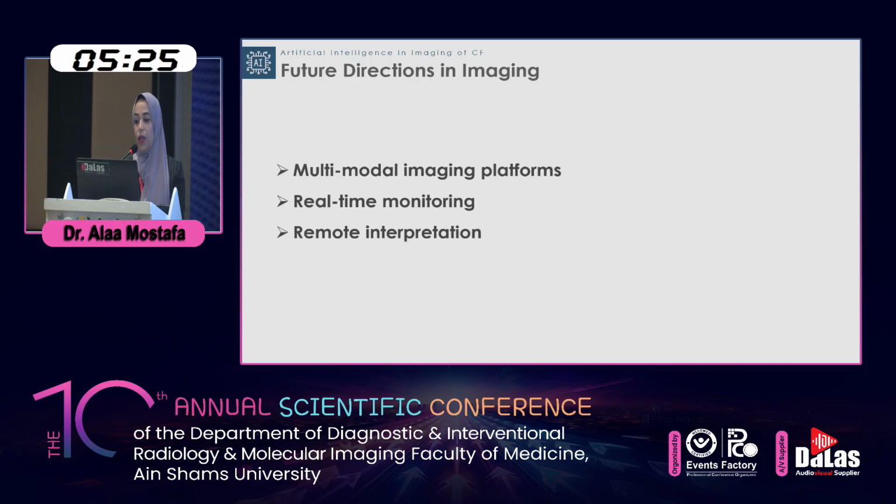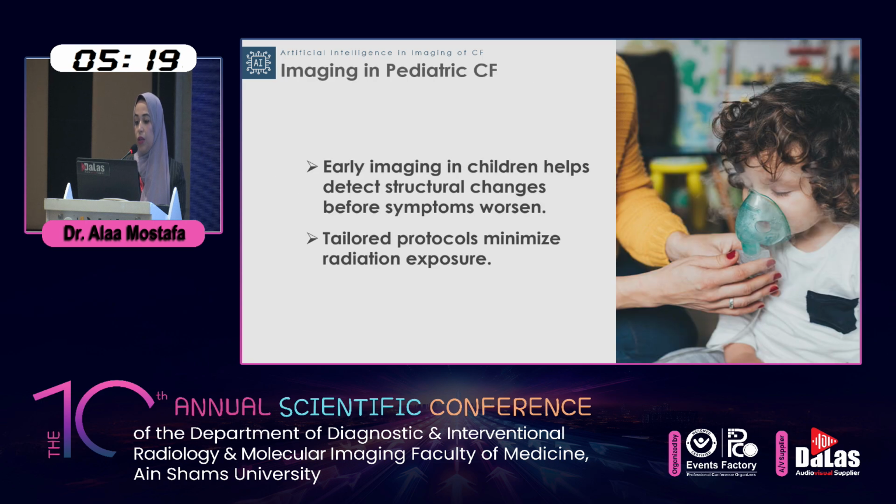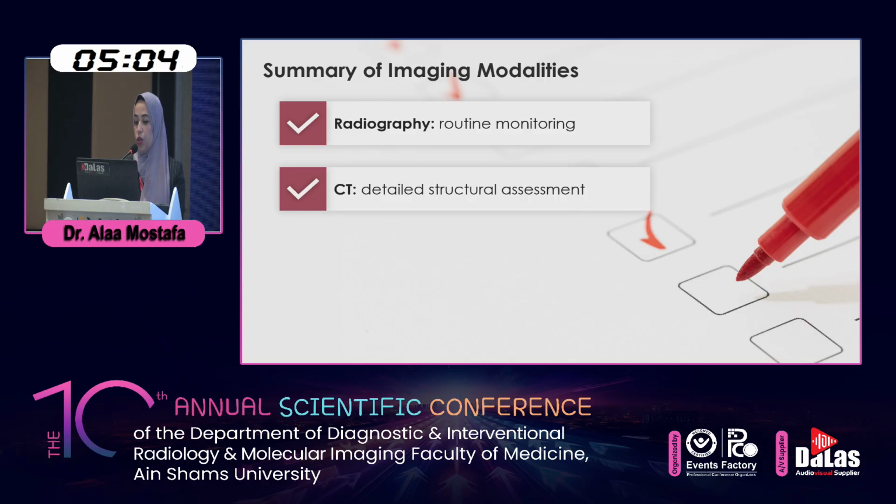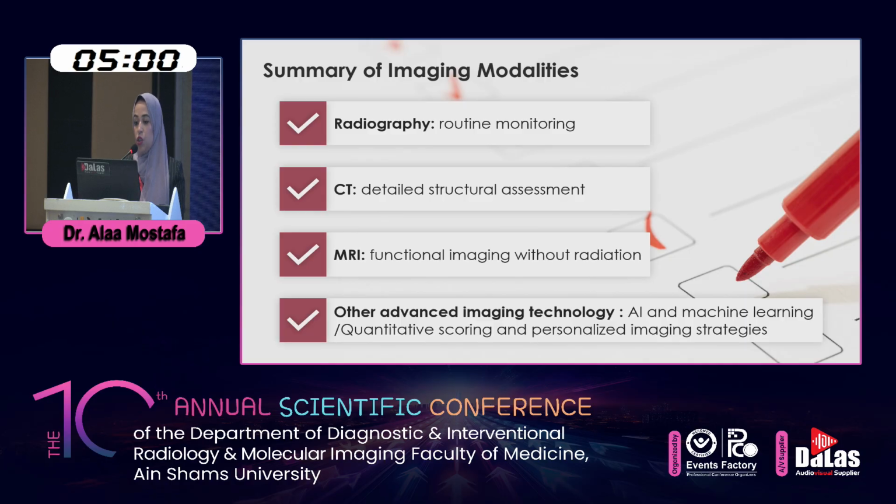Future imaging will be multimodal, real-time, and remotely accessible. These innovations promise earlier detection and better care. Early imaging in children helps detect structural changes before symptoms worsen. Tailored protocols minimize radiation exposure. To summarize, radiography is best for routine monitoring, CT for detailed structural assessment, and MRI for functional imaging. AI, machine learning, and quantitative scoring are revolutionizing cystic fibrosis imaging.